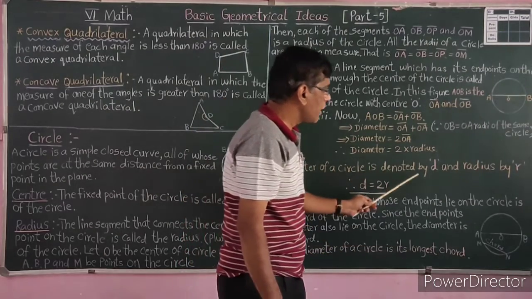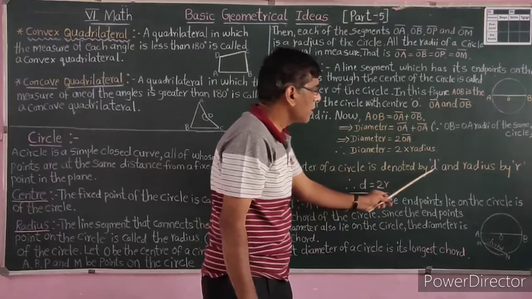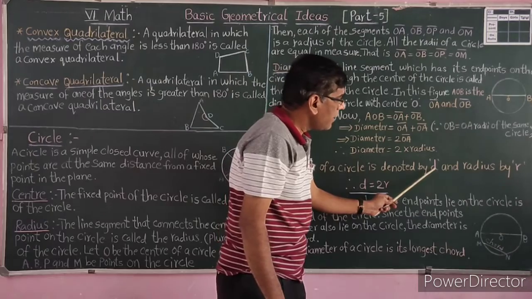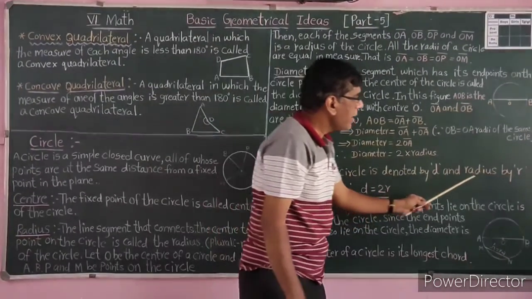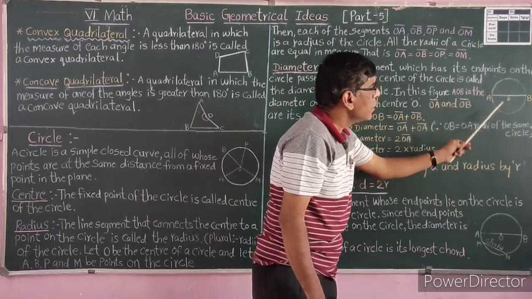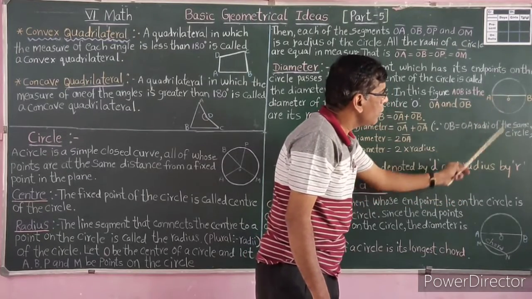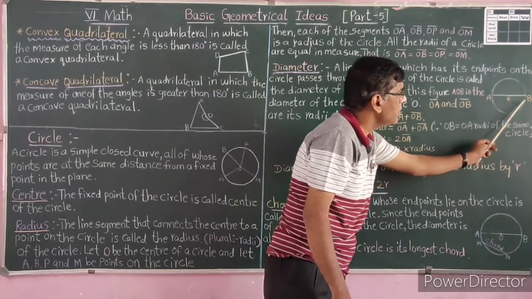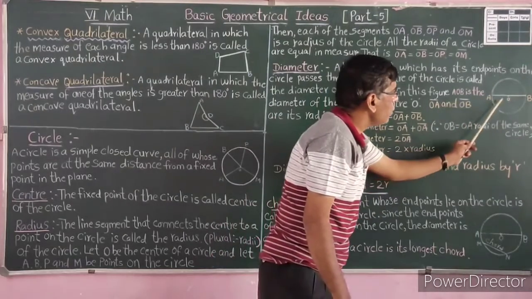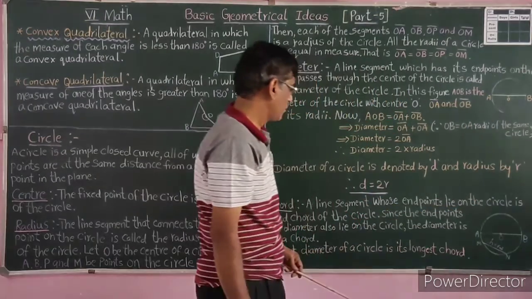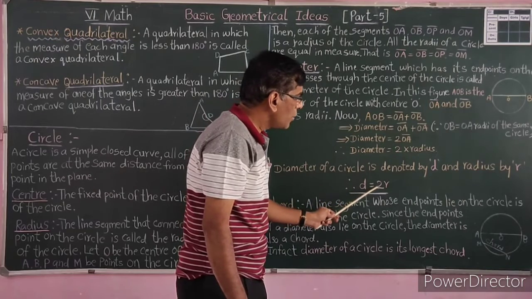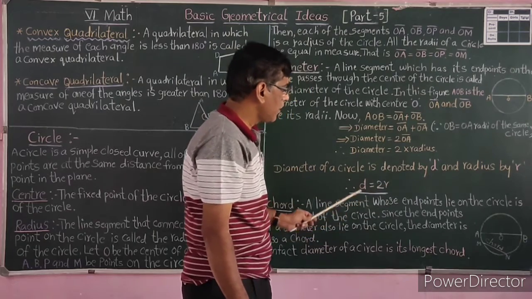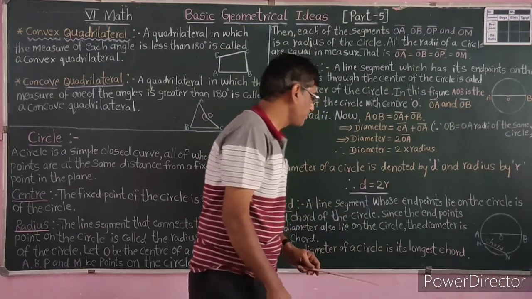The diameter of a circle is denoted by the small letter d, and radius is denoted by small r. OA is radius, OB is radius, AOB is diameter. Therefore, d is equal to 2r. Diameter is equal to 2 into radius.